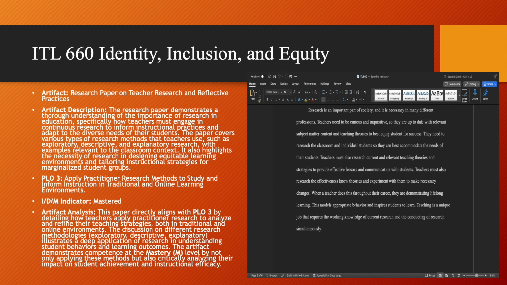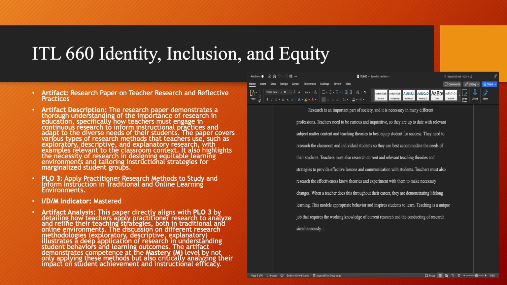The next artifact in discussion comes from ITL 660. This artifact is a research paper on teacher research and reflective practices. The research paper demonstrates a thorough understanding of the importance of research in education, specifically how teachers must engage in continuous research to inform instructional practices and adapt to the diverse needs of their students. This paper covers various types of research methods that teachers use, such as exploratory, descriptive, and explanatory research, with examples relevant to the classroom context.